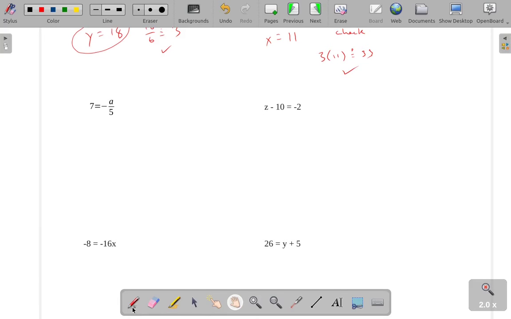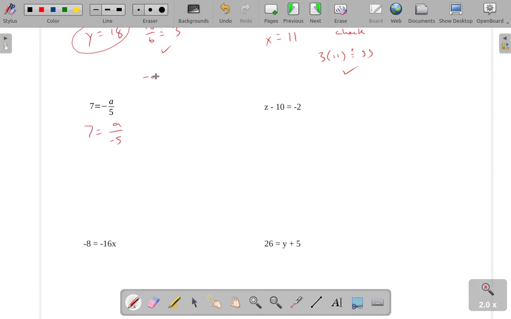In this next example, we have 7 equals the opposite of a over 5. So one thing to notice here is that this opposite symbol, you could think of it as -1 times a over 5, although the easier thing would be to lump all the constant stuff together. So we'd have 7 equals a over -5. I know that I can do this because in general when we're dealing with fractions, it doesn't really matter where the negative occurs. It really matters just how many negatives you have.